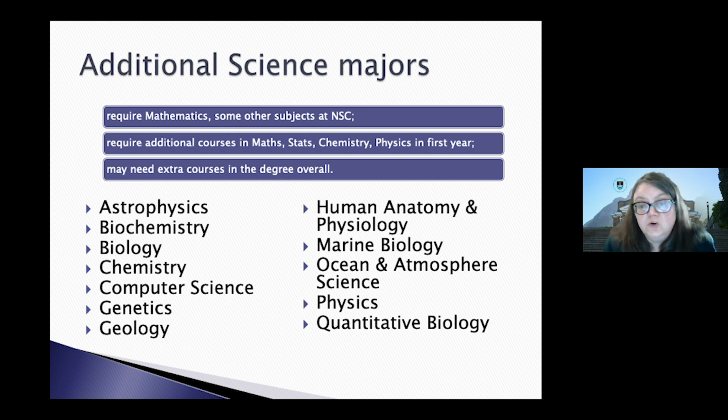These have additional entrance requirements and additional co-requisites. That is, first-year courses you must do in addition to the courses that you do in this major. So you cannot do the first year of biochemistry without doing, in addition to your 2 biochemistry courses, a whole year of chemistry, a semester of maths, and a semester of stats. These additional science majors are bigger. You will probably have to do more courses in your degree overall. They have much higher entrance requirements, and almost all of them require you to do pure mathematics, which requires you to have mathematics at matric at 70% or higher.